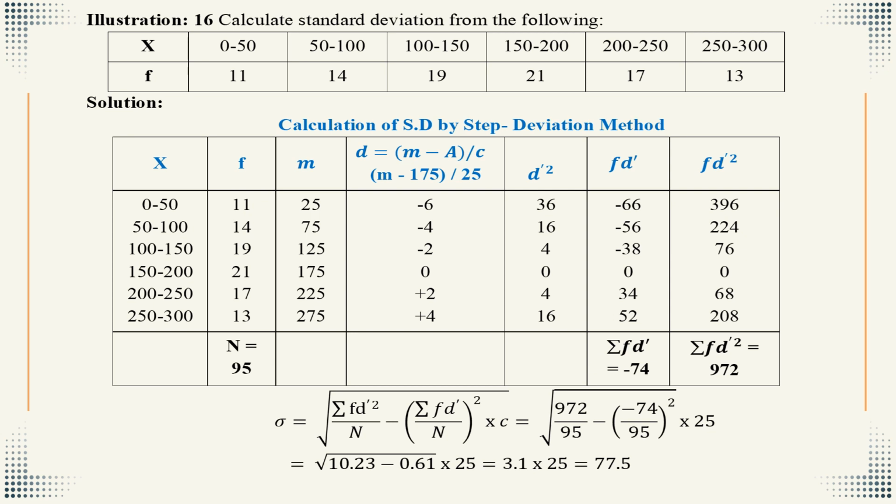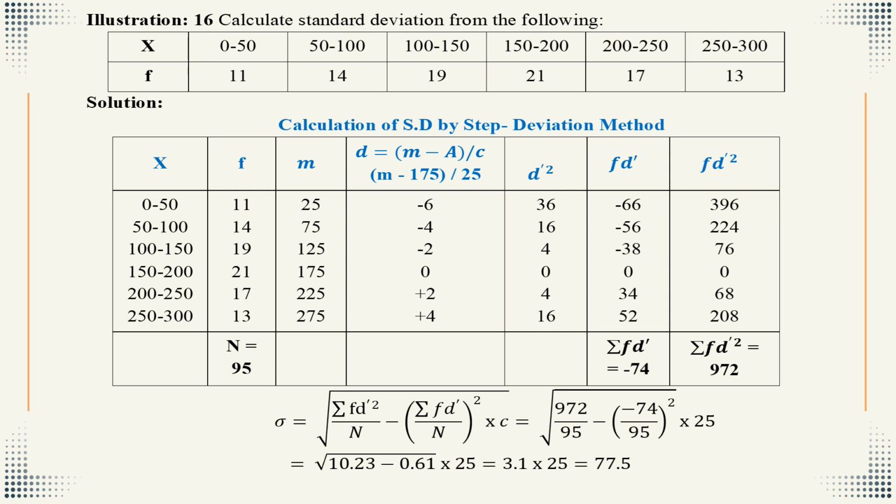Mid value can be calculated: 50 plus 0 by 2, 25. 100 plus 50 by 2, 75. 150 plus 100 by 2, 125. 200 plus 150 by 2, 175. 250 plus 200 by 2, 225. 300 plus 250 by 2, 275.